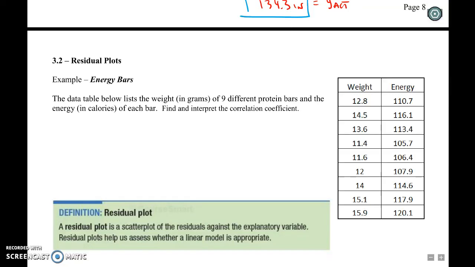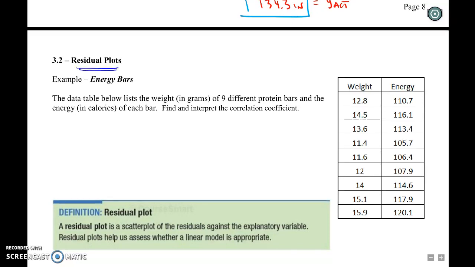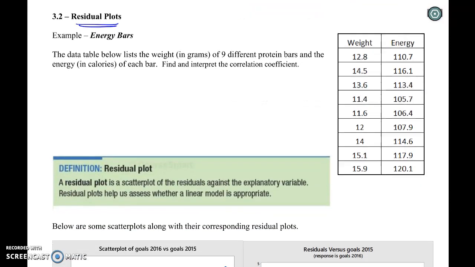All right, continuing on section 3.2, we're going to learn about residual plots. So far we've only talked about scatter plots, which are the most important graph, but as far as bivariate data goes, a residual plot will be the second most important plot.